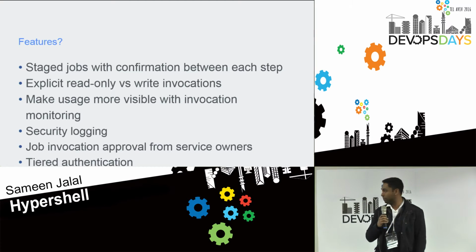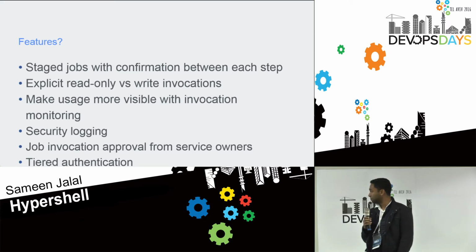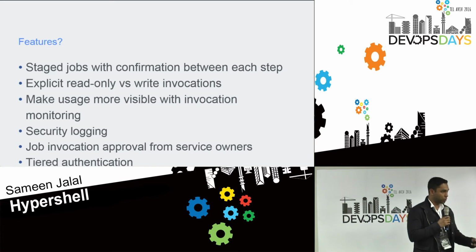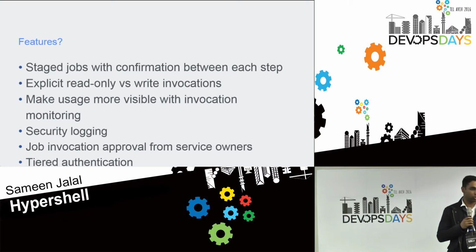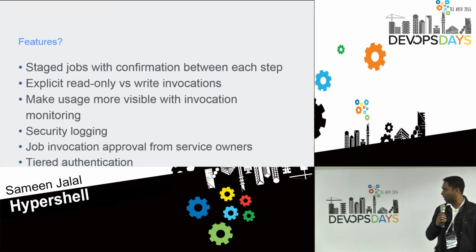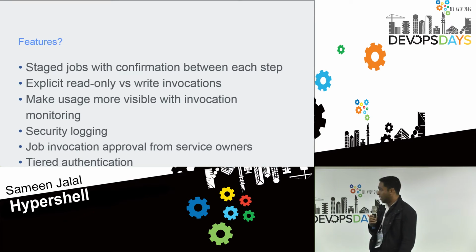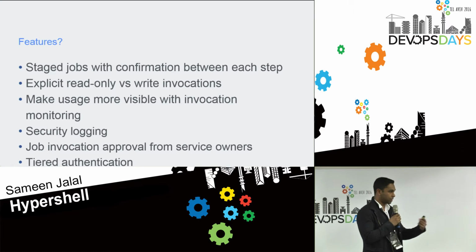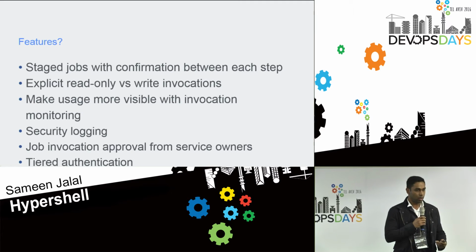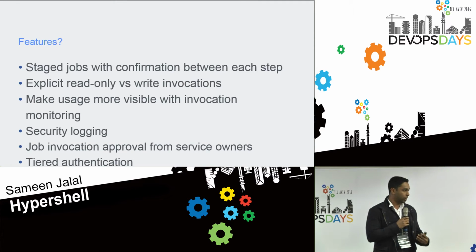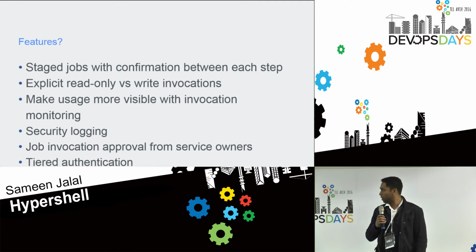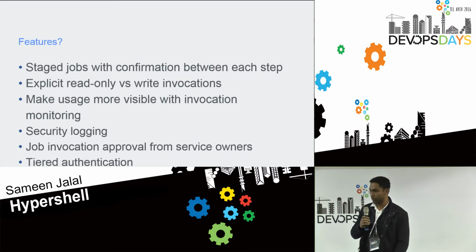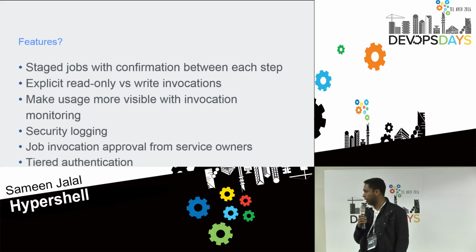You could have explicit read-only commands. This is to make sure you don't have too many permissions. You can make your job very visible. So if a job's running on my servers, I would like to know that someone's running this job on my servers. Some sort of security logging. And approval from service owners. So let's say I'm on the cache team and I want to access Hadoop, then I probably don't need access on a daily basis. I probably only need access just for that job's invocation. So I'd ask the service owners if I can go through, and there's an escalation process as well that you can go through for Hypershell.